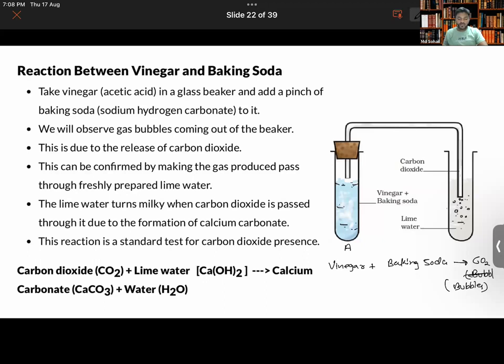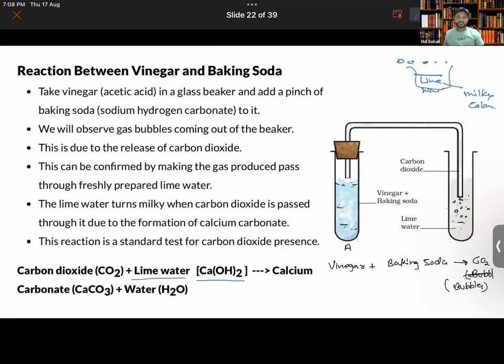And there's a type of water that is called lime water. It is basically calcium hydroxide, Ca(OH)2, which is called lime water. Now, it is the property of carbon dioxide that if you have lime water and you pass carbon dioxide above it, the color of the lime water will change to milky color.